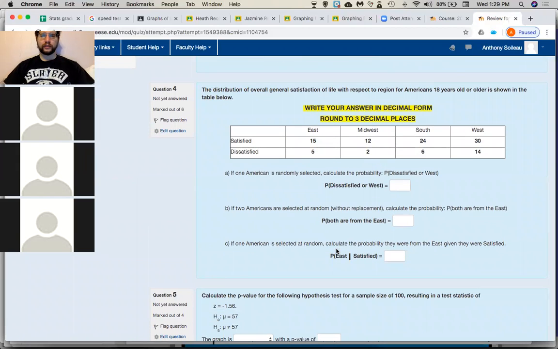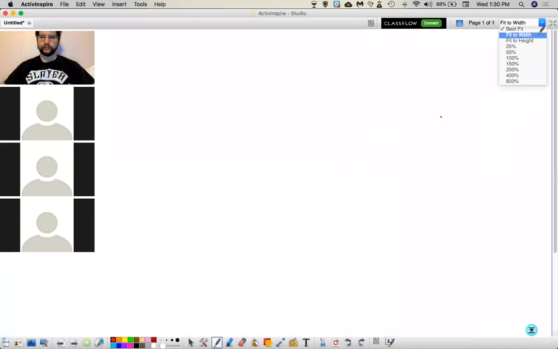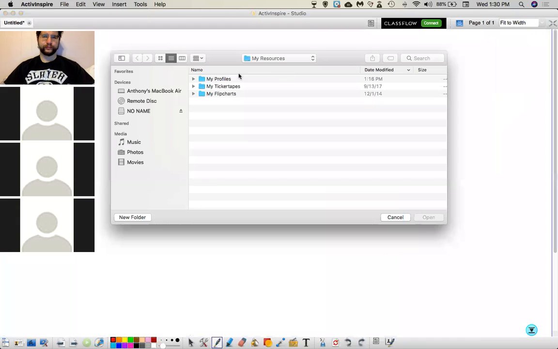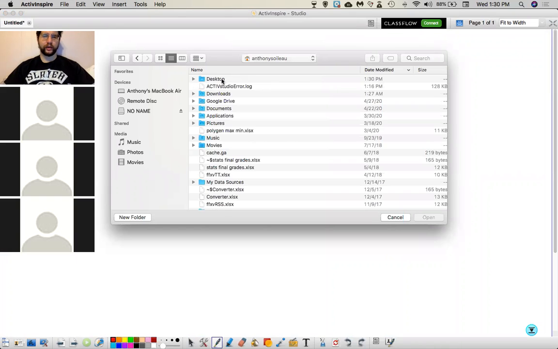The distribution of overall general satisfaction of life with respect to region for Americans 18 years and older is shown in the table below. All right, so right here, I'm going to round to 3 decimal places. Make sure you don't put fractions. And I'm actually going to write this on my paper because the first thing I'm going to do every single time with these kind of problems is get my totals. And since I can't write on the Moodle test, I'm going to write it on my paper. Well, I'm going to take a screenshot and put it over here, but you're going to write it on your paper.